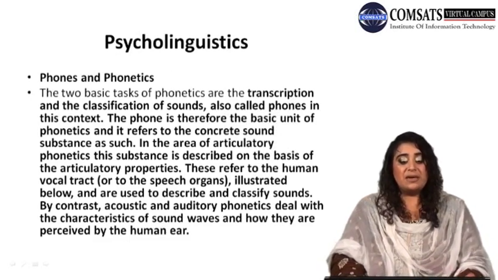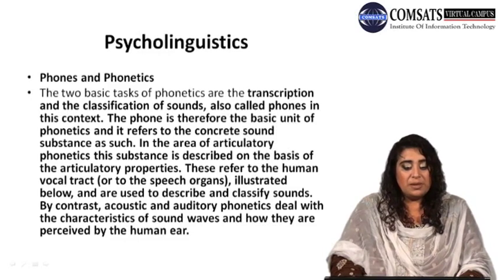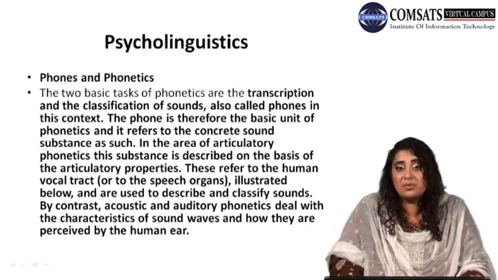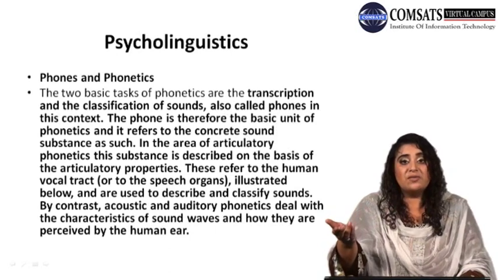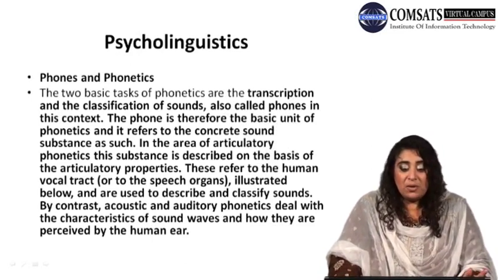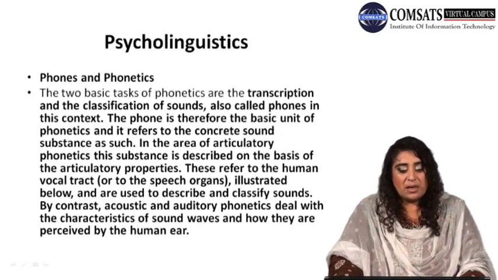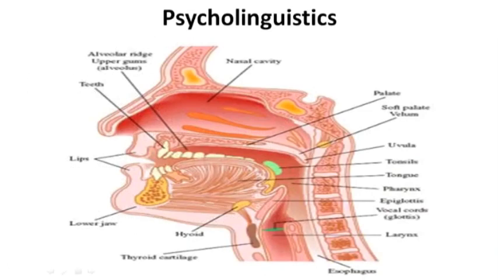Now in the area of articulatory phonetics, this substance is described on the basis of the articulatory properties. So in that area where we are describing or differentiating sounds, this would be described on the basis of the articulatory properties. Now these refer to the human vocal tract. Like I was telling you, how you create sound in your lungs, bring the air, and the air pressure comes out, and how you transfer it from your vocal tract into speech organs. These are illustrated on the next slide, and are used to describe and classify sounds, to make a difference between what sound sounds like what. By contrast, acoustic and auditory phonetics deal with the characteristics of sound waves and how they are perceived by the human ear.